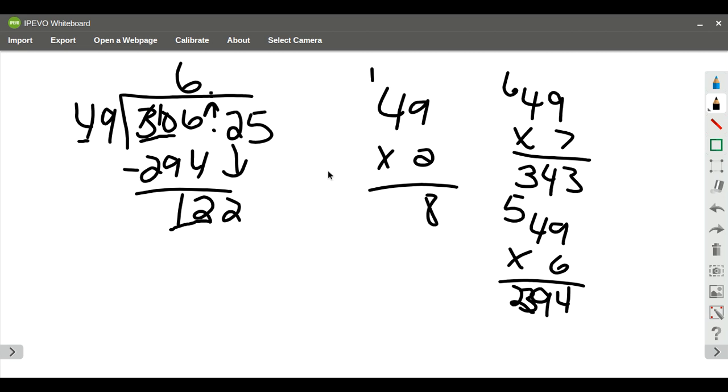I'm going to regroup the 1. 2 times 4 is going to be 8. Plus 1 is going to be 9. I'm not going to be able to get another 49 in there. That's a fairly small value. So it's going to go in there twice. I'm left with 98. I'm going to subtract.